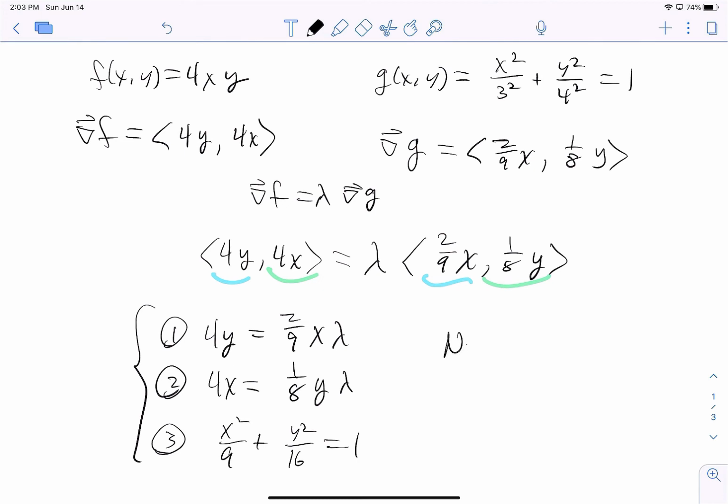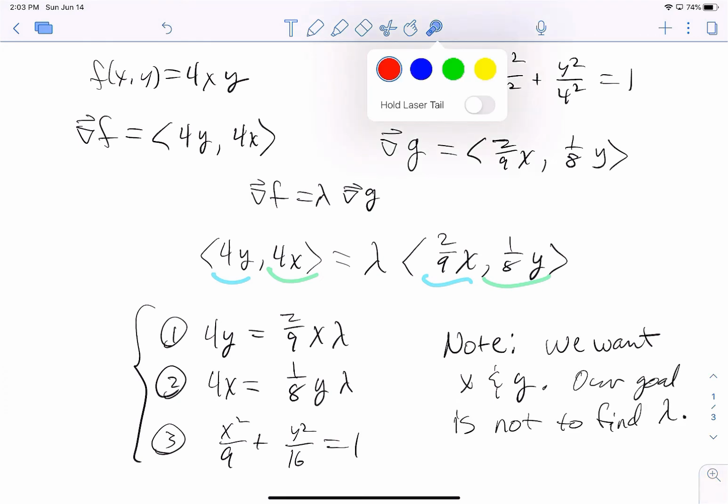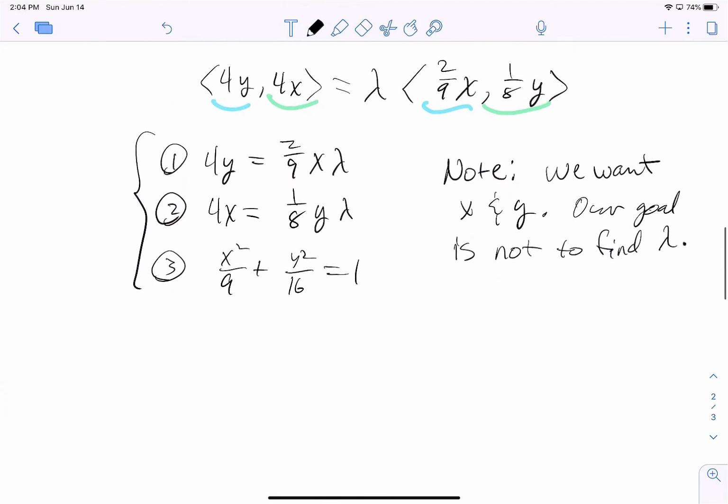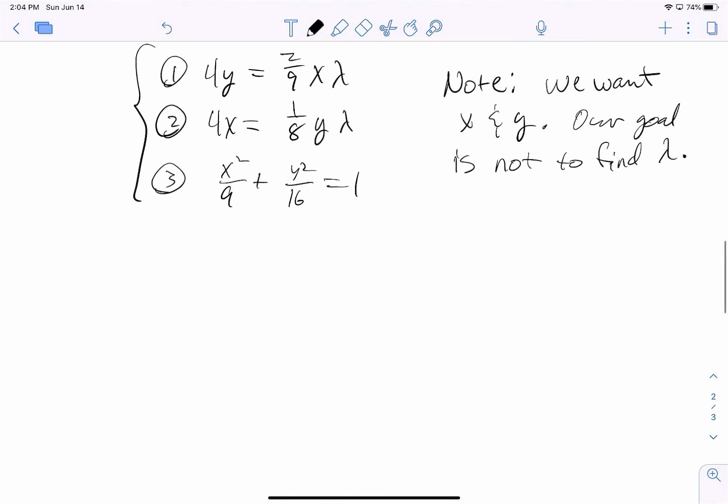But as we're looking at this, I'll make a note right now. We want x and y. Our goal is not to find lambda. Sometimes we may find it by accident or along the way, but really we need to optimize a function, and so we need to know what x and y are. Now that we have this set up, let's try to quickly work through this.